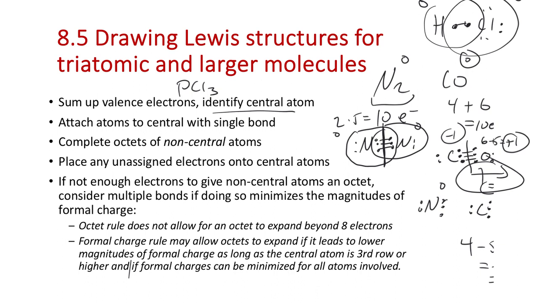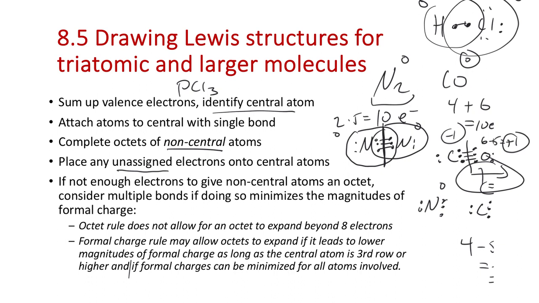So it's usually not too hard to identify the central atom. We attach the atoms to the central atom with a single bond. So start with single bonds. Complete the octets of the non-central atoms. So don't necessarily complete the octet of the central atom. And then place any unassigned electrons. If we have electrons that haven't been assigned, then those go onto the central atom, even if it requires the central atom to expand its octet. So we've seen some examples of that, and we'll see some more as we continue. And then if we don't have enough electrons to give that non-central atom its octet, we can then consider multiple bonds. So we might think, can we make a double bond or multiple double bonds?